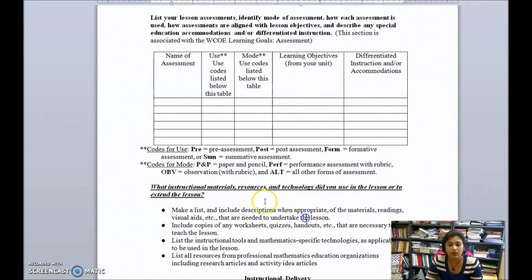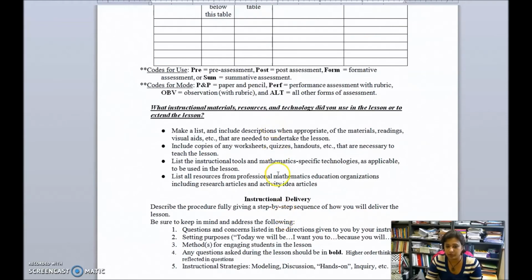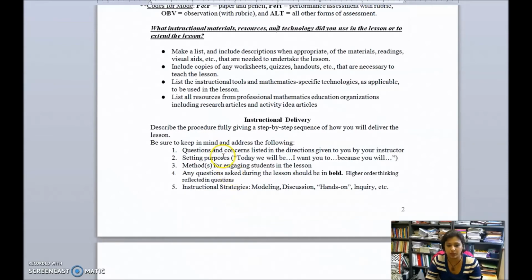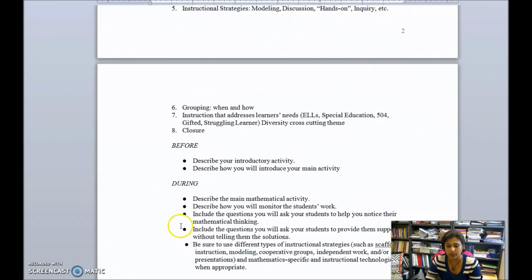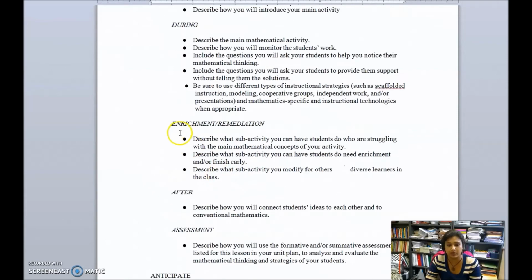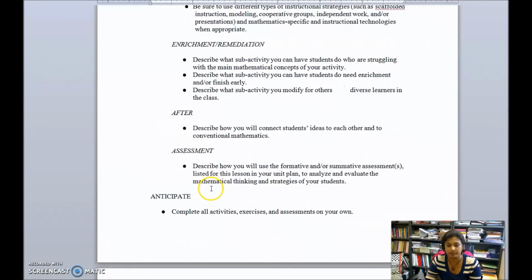Here are your materials, resources, and technology that you're going to put, just as you've been doing for your teaching lesson, the observation lesson. Then you have your instructional delivery. You are going to take out all of these questions, and then you will have before, during, remediation, and after.